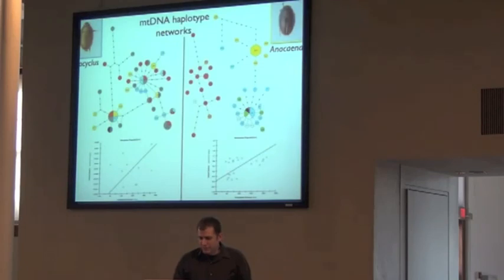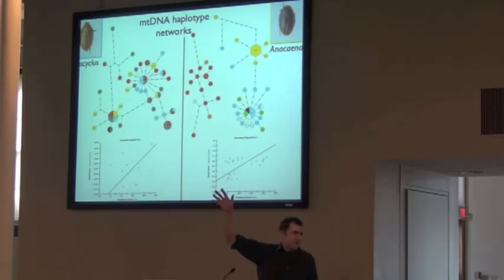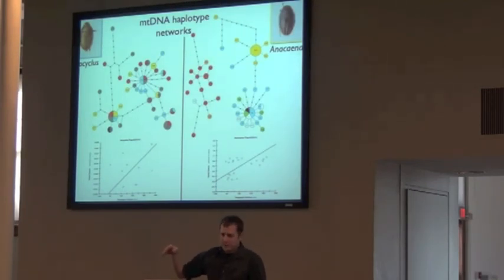And we did some haplotype networks for this. I'm not going to explain this diagram except to say that there are differences here. You can see the colors are grouped on one side and not the other, and it basically shows there's some different population structure here, possibly related to the different kinds of niche width these species are occupying.